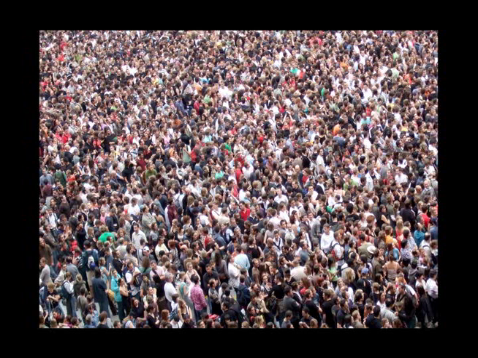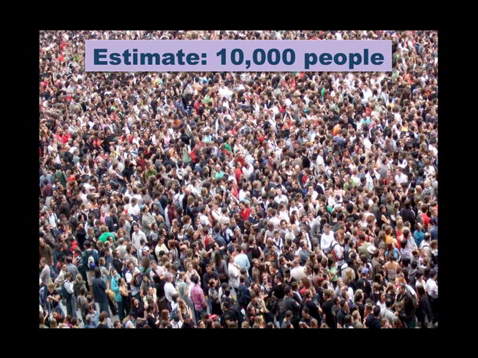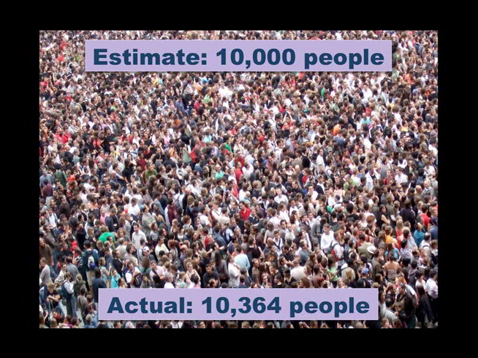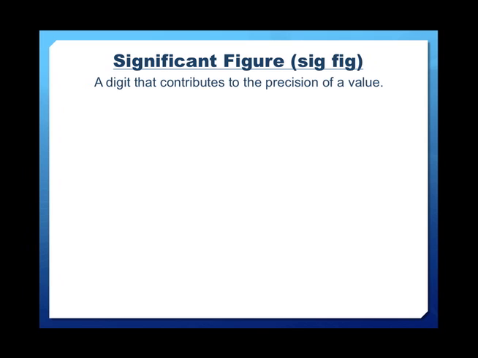When we take measurements, we need a way to discuss how precise a measurement is. For example, if we look out at this crowd, one way to measure would be to simply guess how many people there are. Perhaps we could guess 10,000. But what if everyone at this event bought a ticket and we could learn that 10,364 people showed a ticket for entry? This is a much more precise number because it has more significant figures in it than 10,000. A significant figure, or a sig fig, is a digit that contributes to the precision of a value.